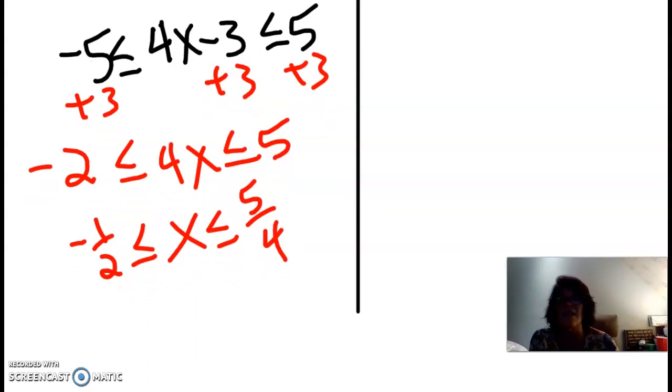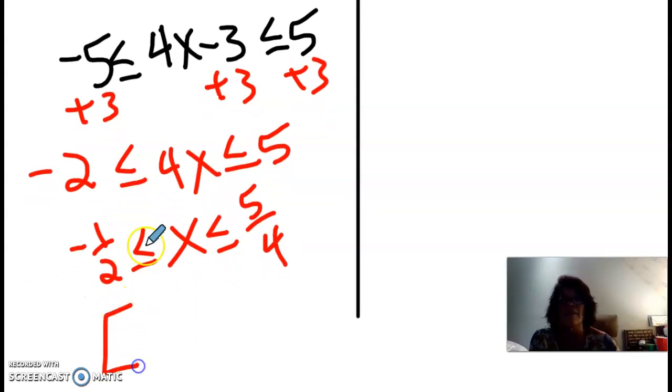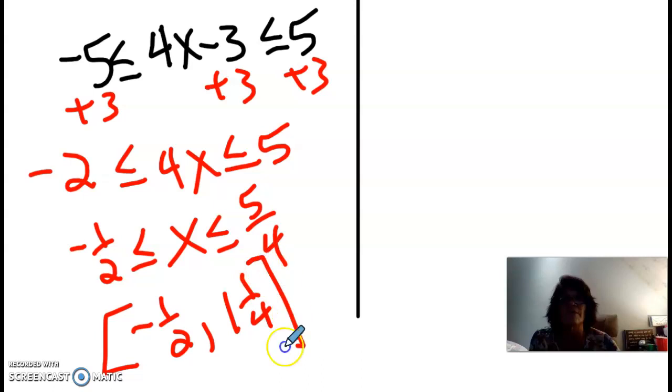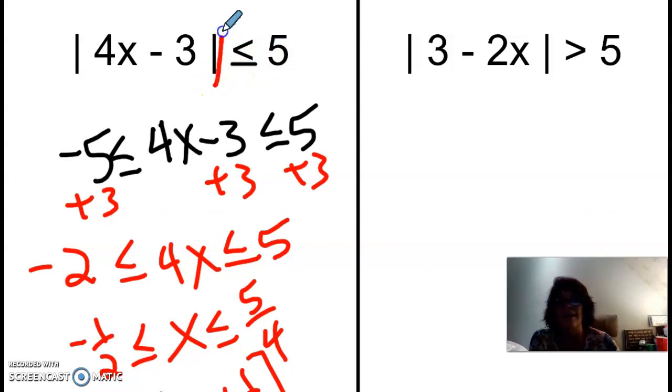To write that as a compound inequality, I'm going to use my brackets because of the equal to sign. It's everything between -1/2 and 1 1/4, or -0.5 and 1.25, however you want to write that. But all the numbers in between will satisfy that. Again, that's because it's less than or equal to.